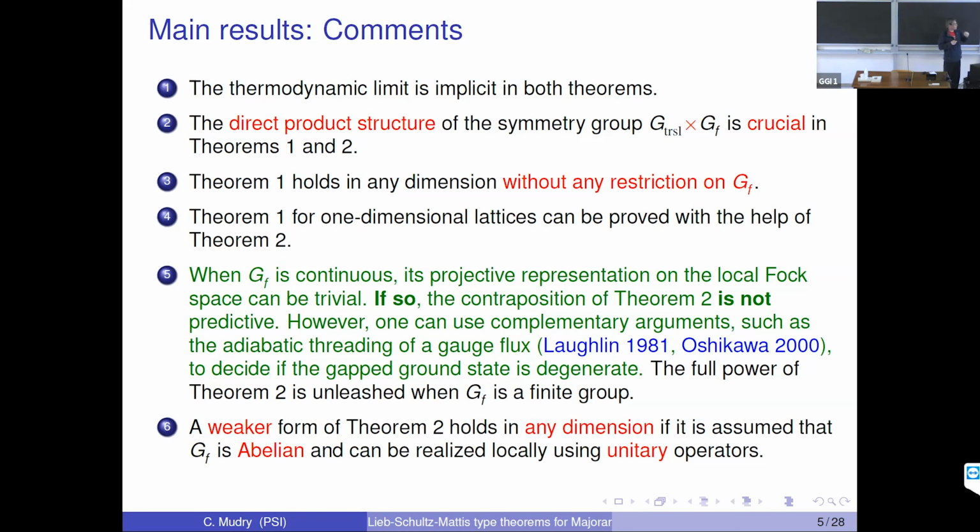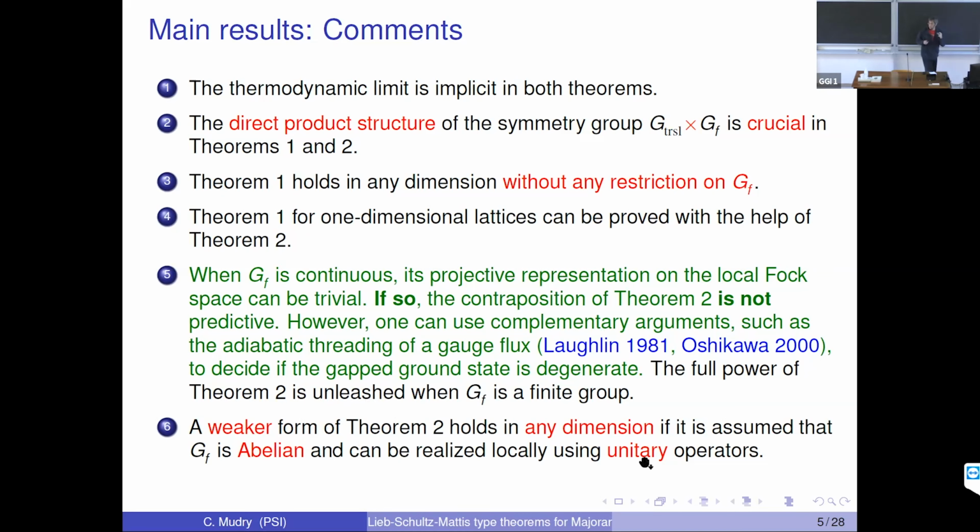A weaker form of Theorem 2 holds in any dimension if it is assumed that the harmonic symmetry group GF is abelian and can be realized locally using unitary operators. I didn't specify if my symmetries are to be represented anti-unitarily or unitarily. But to extend the proof of Theorem 2 to higher dimension, I have to weaken the theorem by making a stronger hypothesis. And those are the two hypotheses that I am making when I want to generalize Theorem 2 to a higher dimension.